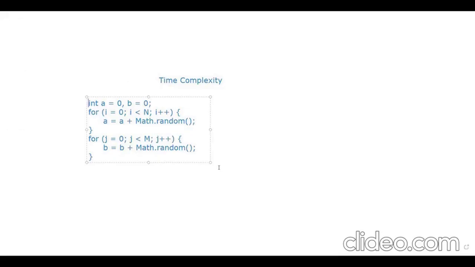I will be discussing some more problems on time complexity. Here, if we consider the i value and j value, the i values are 0, 1, 2, 3, 4, 5, and so on, n times. And the j values are 0, 1, 2, 3, 4, 5, 6, 7, 8, and so on, m times. So the loop is running from 0 to n times and 0 to m times.